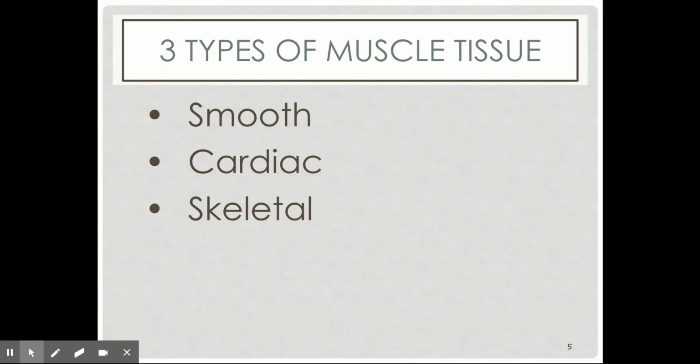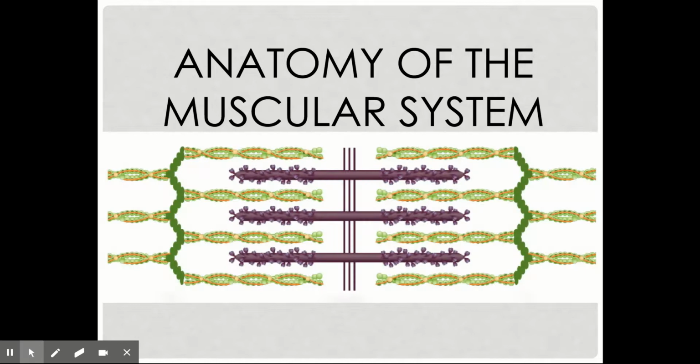As you should already know from our histology unit, we have three types of muscle tissue: smooth, cardiac, and skeletal. So we are going to just review them very briefly.